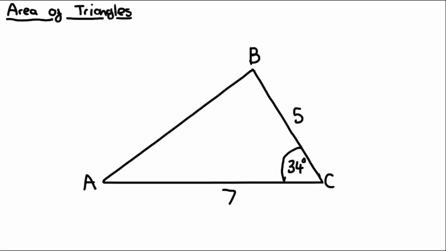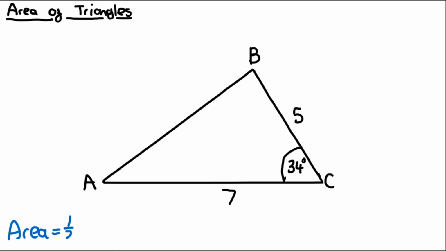Here we have a triangle with two sides of length 5 and 7, and we know the angle in between these two sides is 34 degrees. It has to be the angle in between these two sides. Using the formula, we can find the area of this triangle. Now, you can use the labellings if you want to, but basically, in order to find the area of the triangle, you just need two sides and then the angle in between them, and that will give you the area.